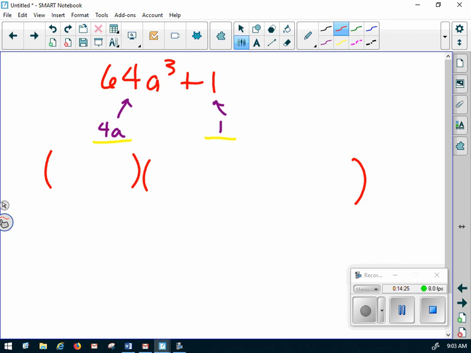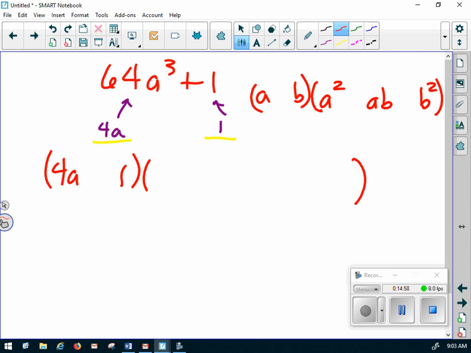Now remember the formula for a sum of 2 cubes. You look up to the top. It was A plus B. Well, let's do it this way. We'll do our signs in a minute. A squared, A times B, and B squared. So, what's that first thing? What am I going to put first? 4a. And what am I going to put second? So I'm going to put 4a and 1.